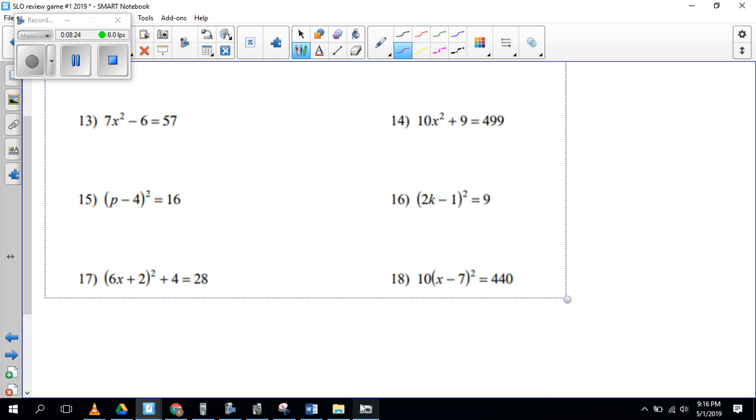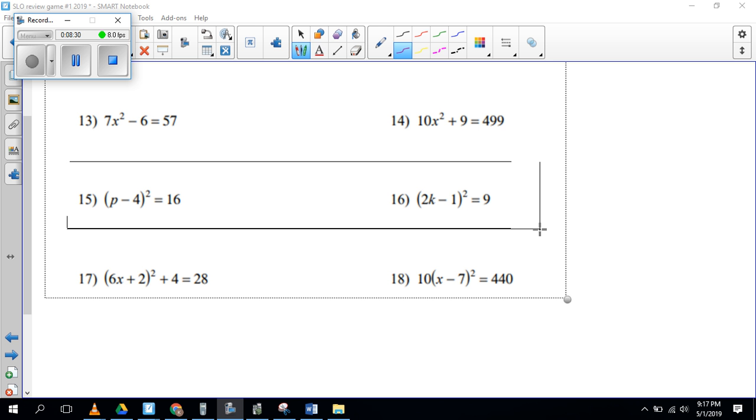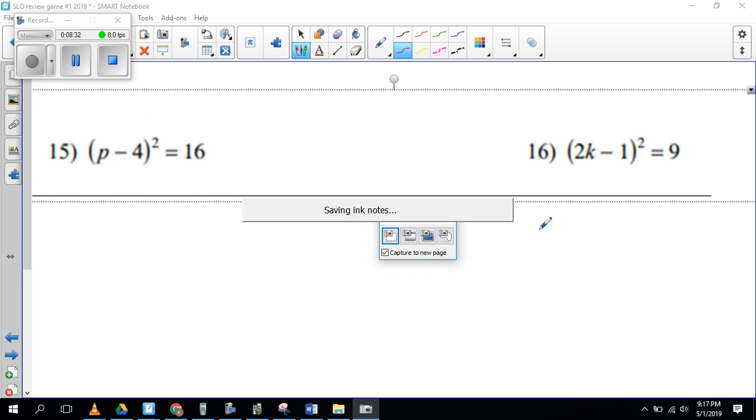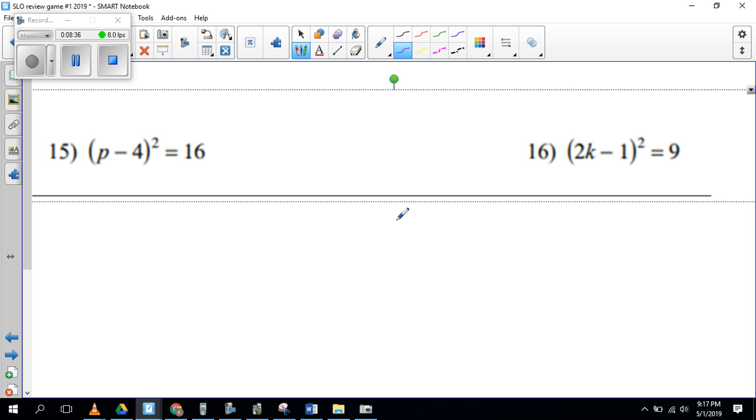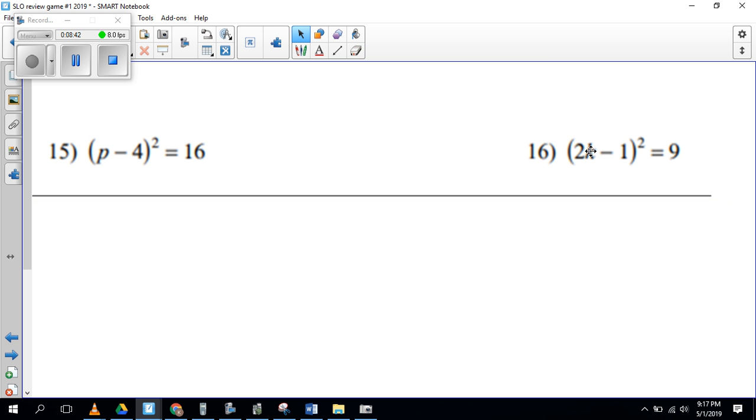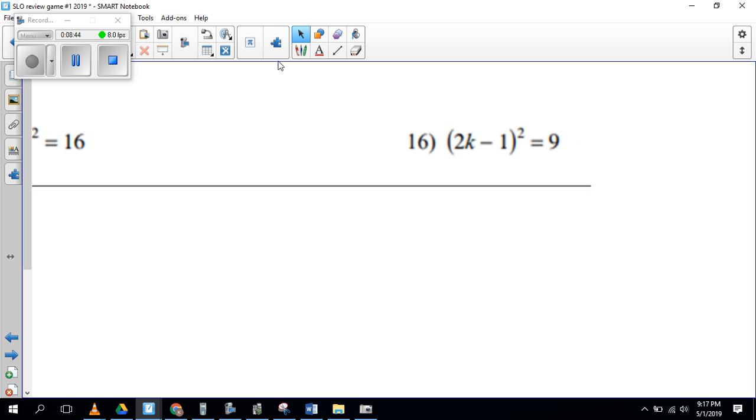So my next problem is going to be 15 and 16. Well, I think I'm just going to do 15 and let you do 16. 16 is a little bit harder. And you can do 15.